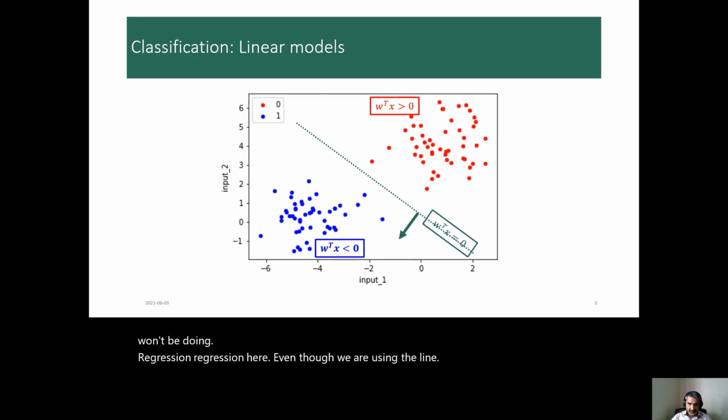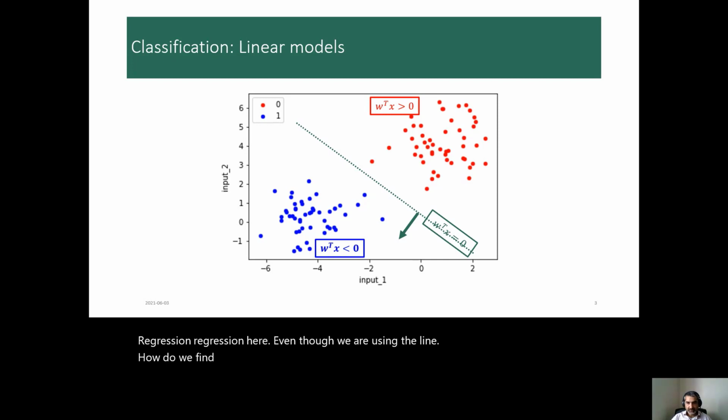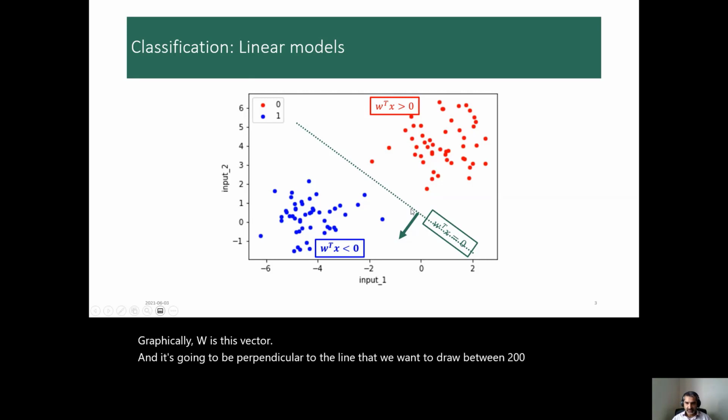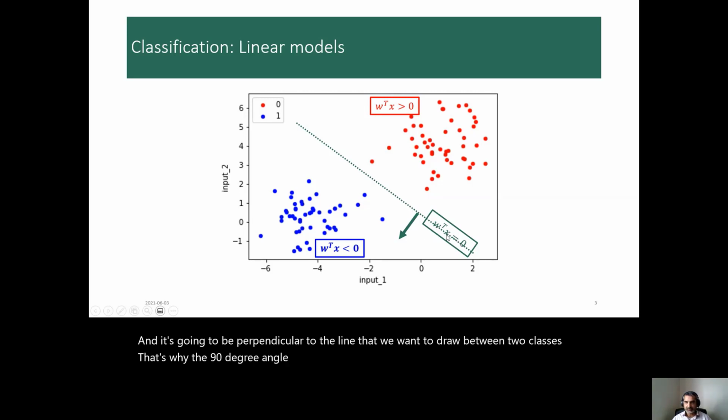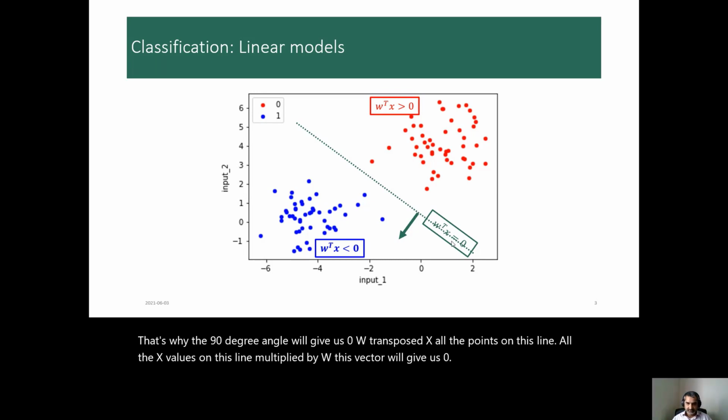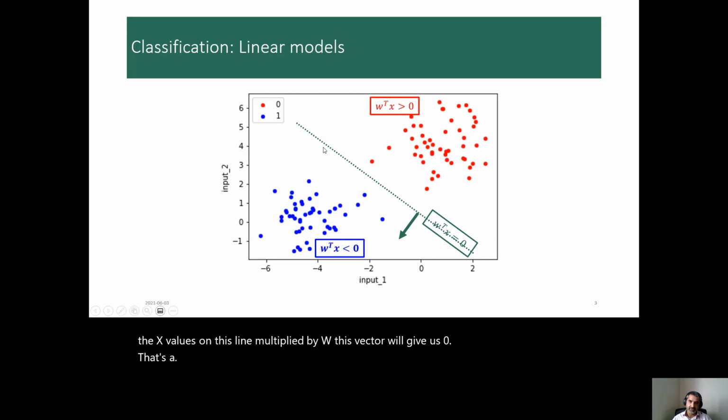How do we find out the optimal W's that give us this line? Graphically, W is this vector, and it's going to be perpendicular to the line that we want to draw between two classes. That's why the 90-degree angle will give us 0 for W transpose X. All the points on this line, all the X values on this line multiplied by W, this vector, will give us 0. Well, that's a beautiful application then for a line to be used in a classifier.